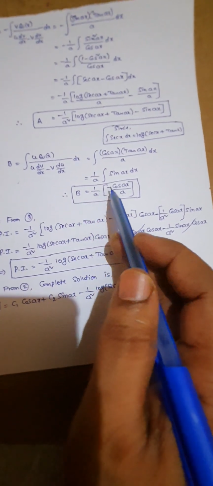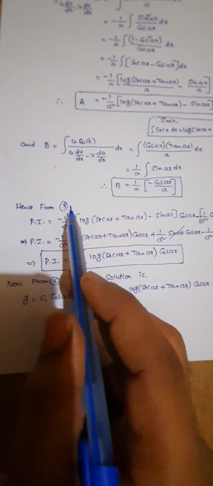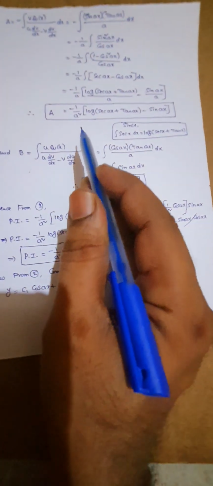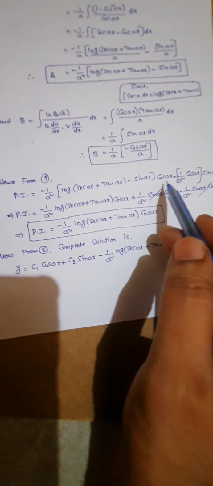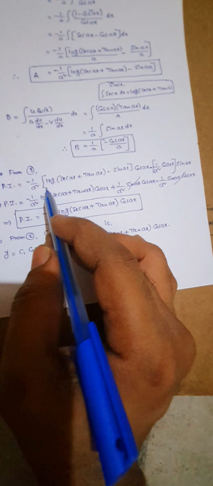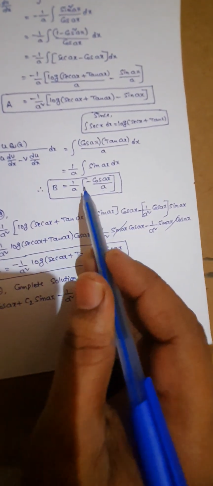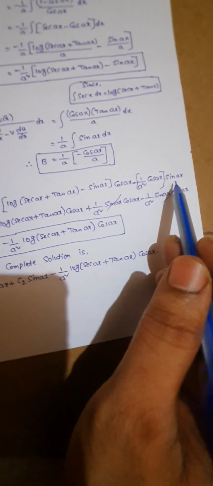That means you can write capital B as minus 1 by a into 1 by a, minus 1 by a square cos ax. And this is B. Now substitute this capital A and this capital B to find PI in equation 3, which is PI equals A cos ax plus B sin ax. Hence from 3, PI equals A cos ax plus B sin ax. What is B here? B is nothing but this. Actually we have plus, but plus into minus 1 by a into 1 by a square cos ax, that is B, into sin ax in the formula of PI.